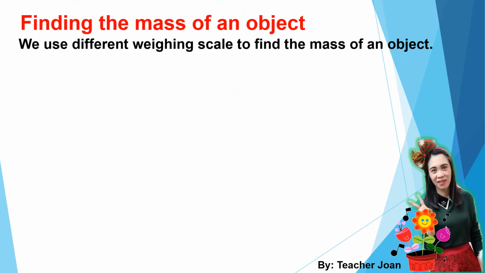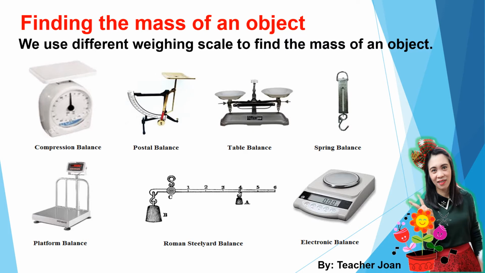Now let's identify the different weighing scale to find the mass of an object. We have the different weighing scale in our daily life. We have compression balance, postal balance, table balance, spring balance, platform balance, Roman Steelyard balance, and electronic balance. When we go out, like when we go to the supermarket or any shop, they have different kinds of weighing scale, okay? Some of them are used for small things or like weighing the grams, and some of them are used in weighing heavy things like a sack of rice. Understand? So, in order for us to find the mass of an object, we need to weigh them. Okay? Understand? Very good.